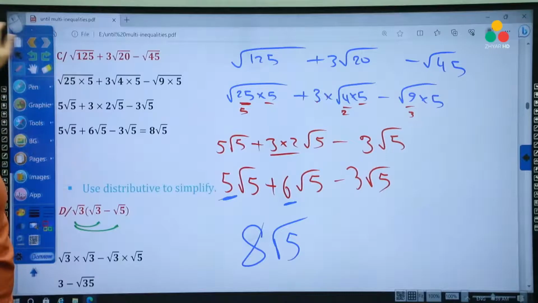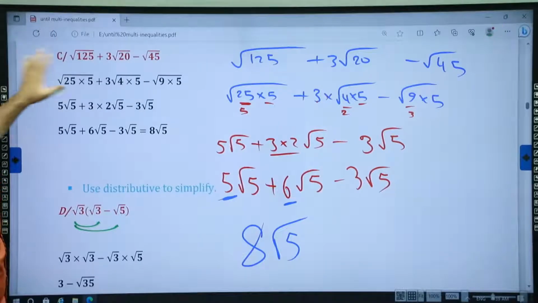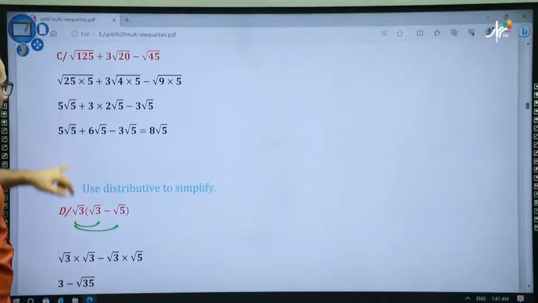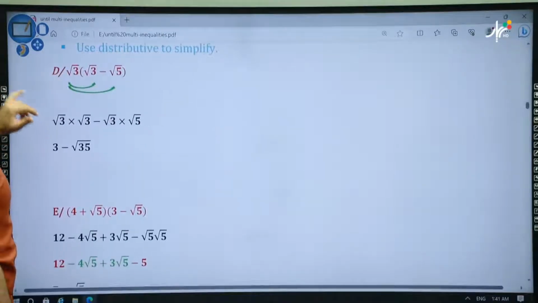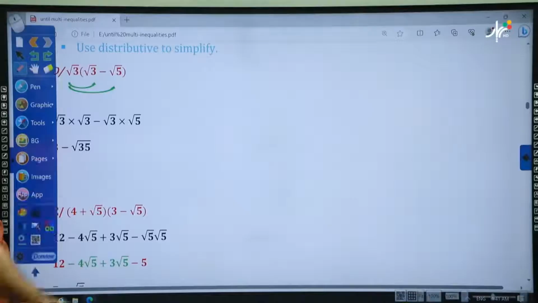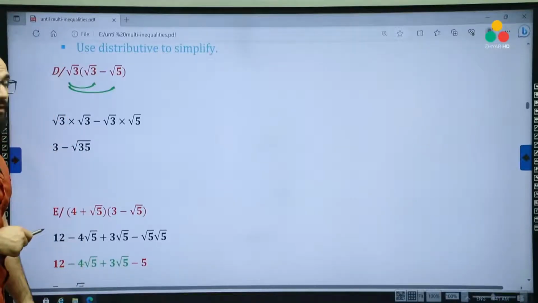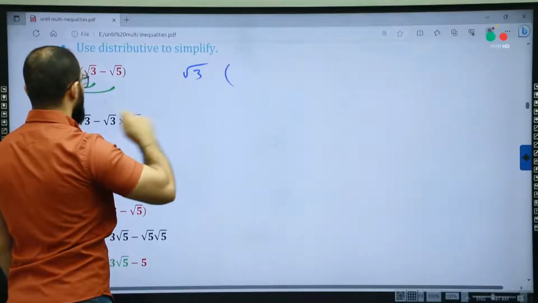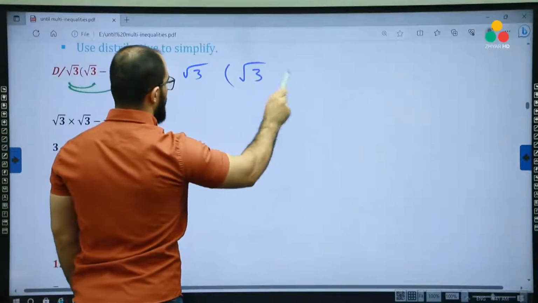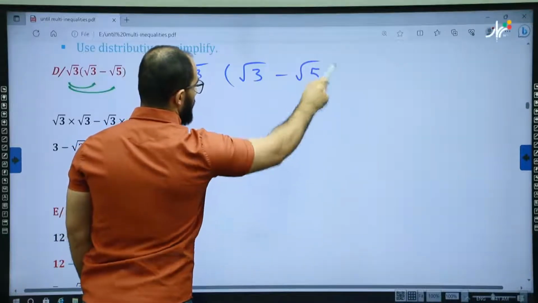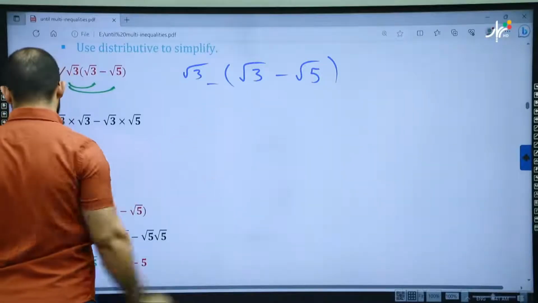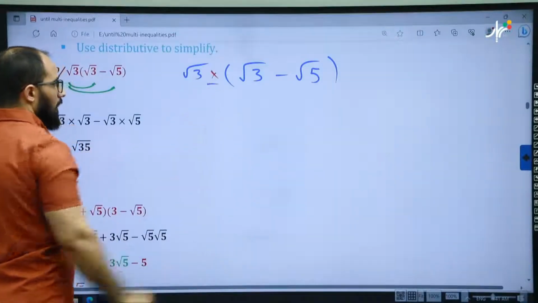This is about simplifying when the radicals are not equal. Then we have another type. Then we are going to use the distributive rule or formula to simplify. Our question is square root of 3 times square root of 3 minus square root of 5. I'm going to remind you, if there is no operation here, it means we have multiplication.